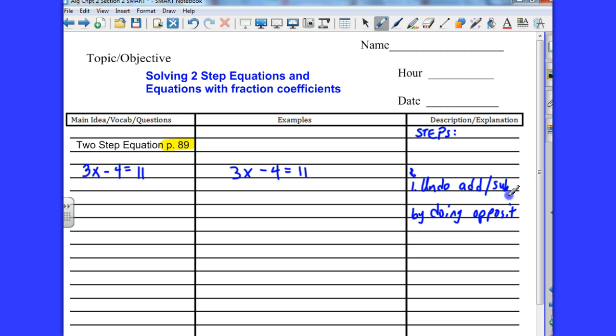Now, if you can fit that all in one line, it'll actually work out better for you. I just can't, again, because of the size of my ink here. So I'm going to show you that step right here. I notice that it's subtracting 4. Always want to undo that first. So since it's subtracting 4, I'm going to add 4. And you have to do that to both sides.